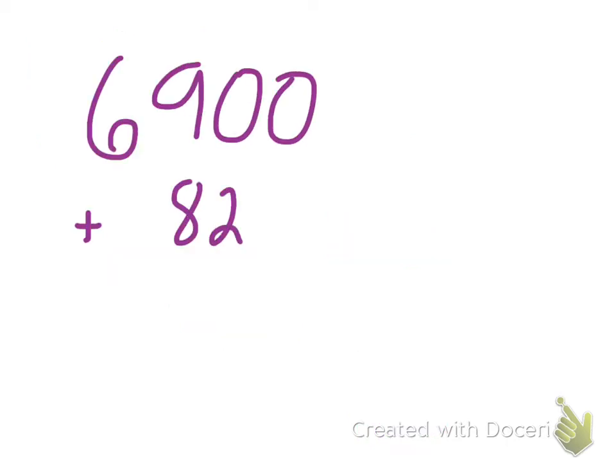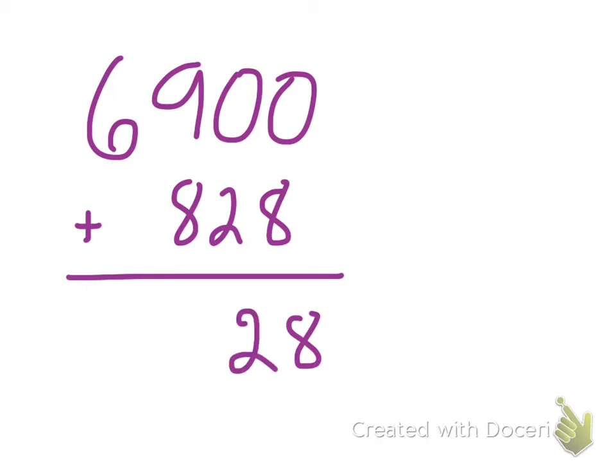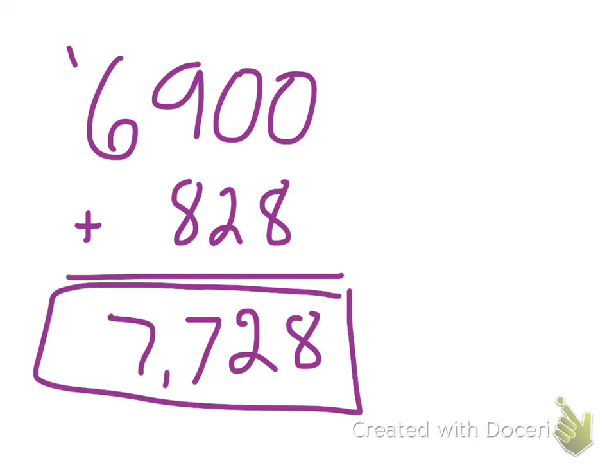Now let's put my two big numbers together. 6,900 plus 828. 0 plus 8 is 8. 0 plus 2 is 2. 9 plus 8 is 17. Write down my 7. Carry the 1. 1 plus 6 is 7. 7,728. I got it right.